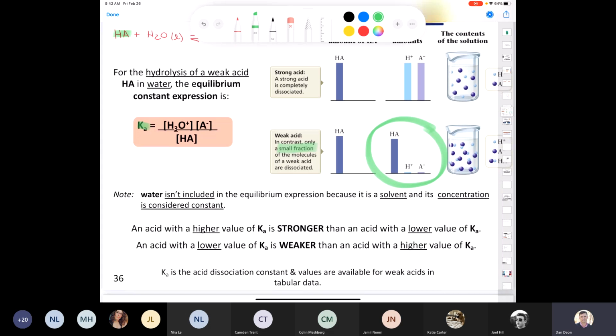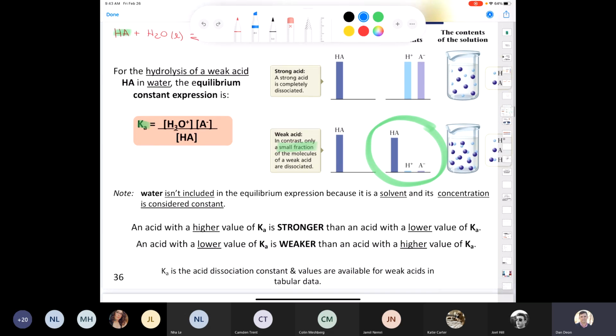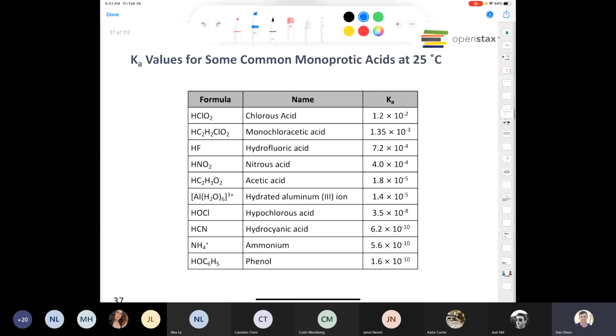So it says here that an acid with a high Ka is going to be stronger than an acid with a low Ka. Why? Because the stronger the acid, the greater the concentration of the hydronium and the conjugate base will be. So you have to understand: higher Ka, stronger acid; lower Ka, weaker acid. Now, where do you get the Kas for all these different acids that we've looked at? Well, you'll see them in tabular form. So here are the Ka values for a few different monoprotic acids.